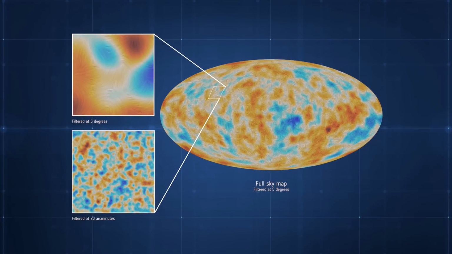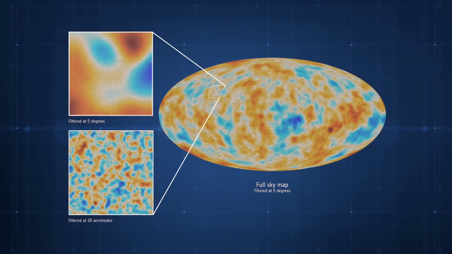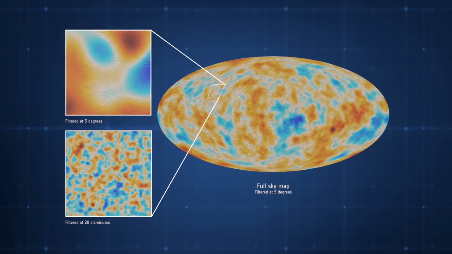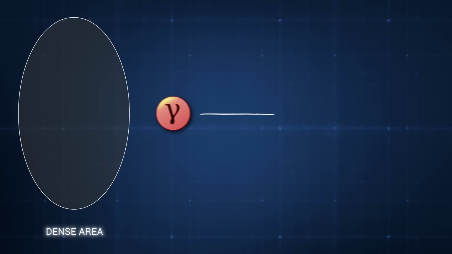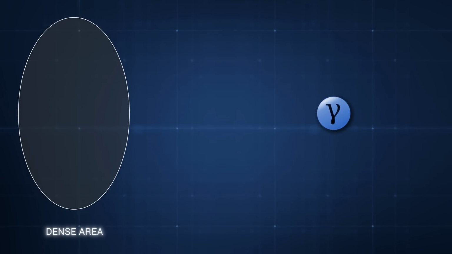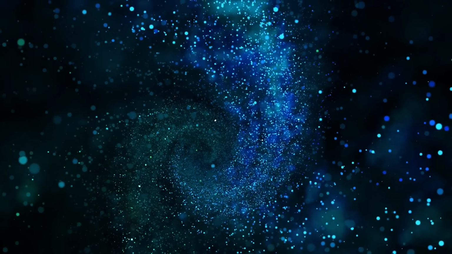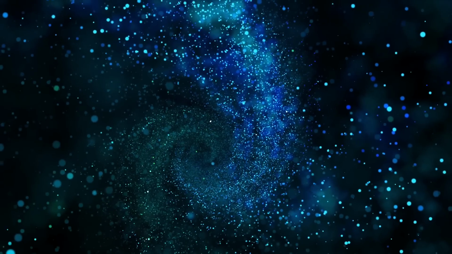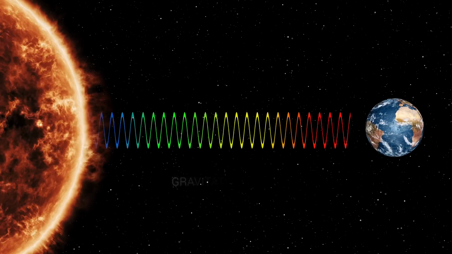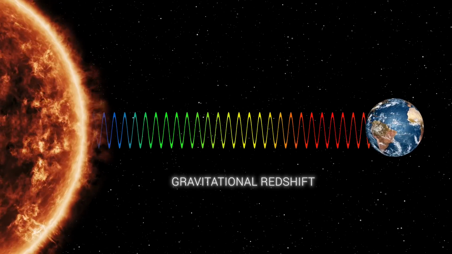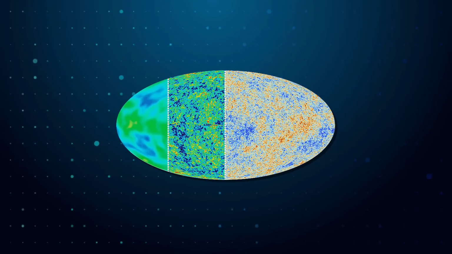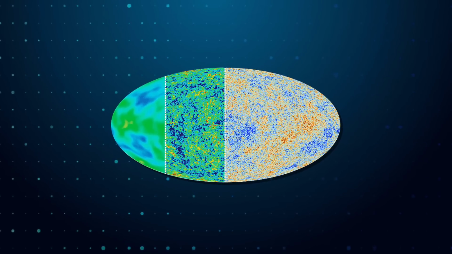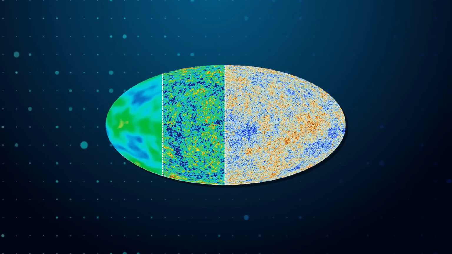In this snapshot, some photons appear slightly cooler, others slightly warmer, corresponding to regions of different densities. When a photon leaves a denser area, it has to expend a bit more energy, arriving cooler than photons from less dense regions. This phenomenon, called gravitational redshift, is the cause of the characteristic temperature fluctuations of the CMB. These variations essentially map the early universe's structure etched in radiation.